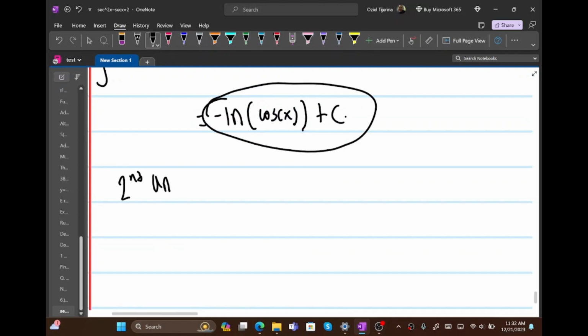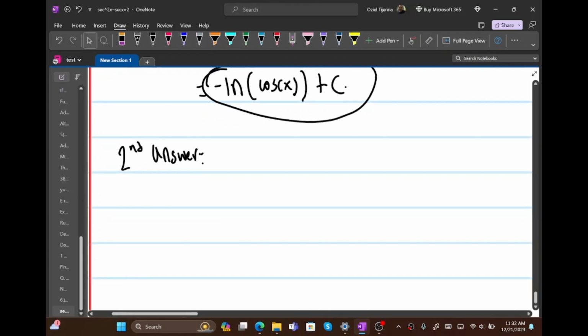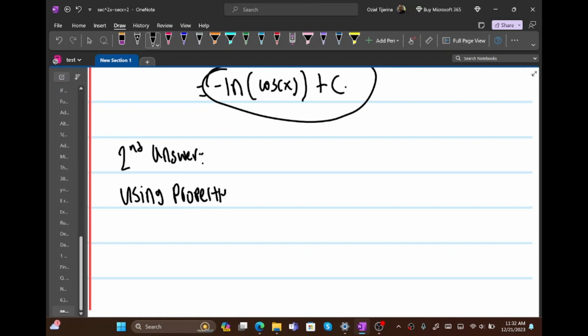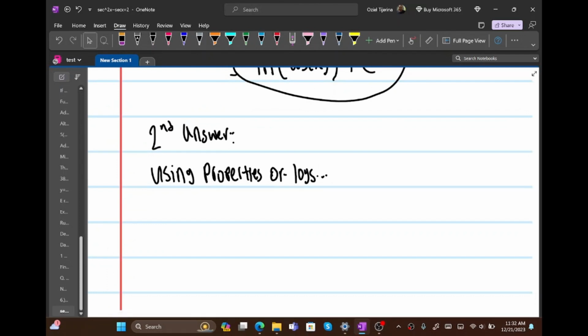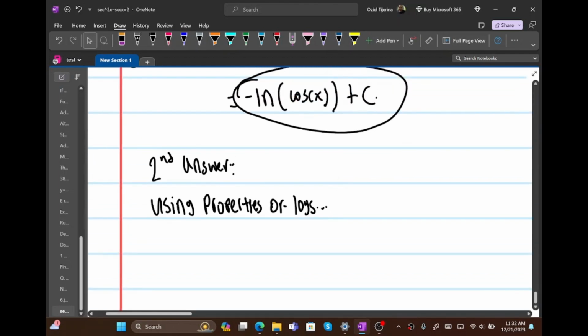So there's a second answer to this. It involves having to use trigonometric identities and also laws of exponents. If you using laws of logarithms, excuse me, or properties of logarithms. So if they do want it that way, and if let's say you're doing a study guide and the answer key has this second answer for this one, I want to make sure y'all understand how to do it this way.